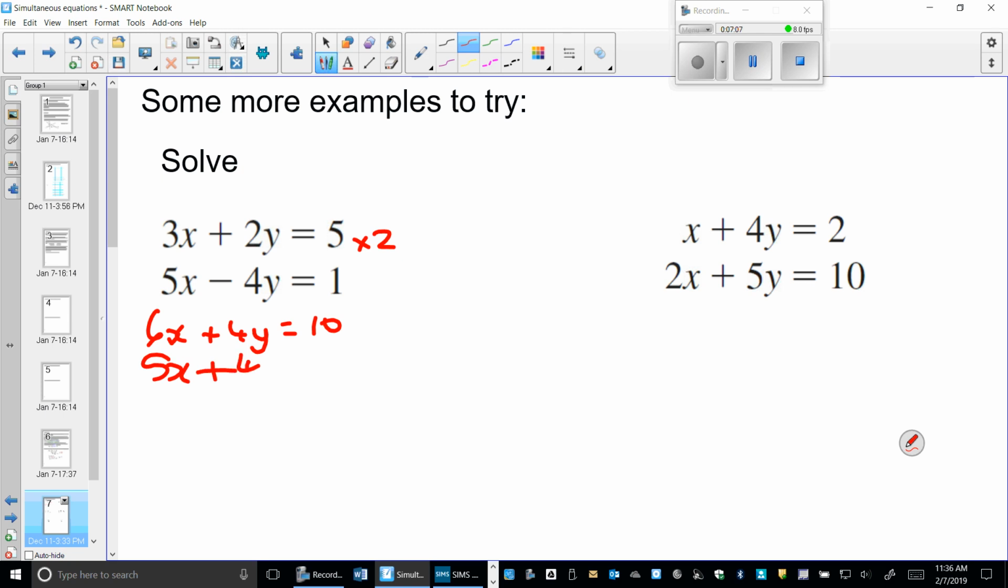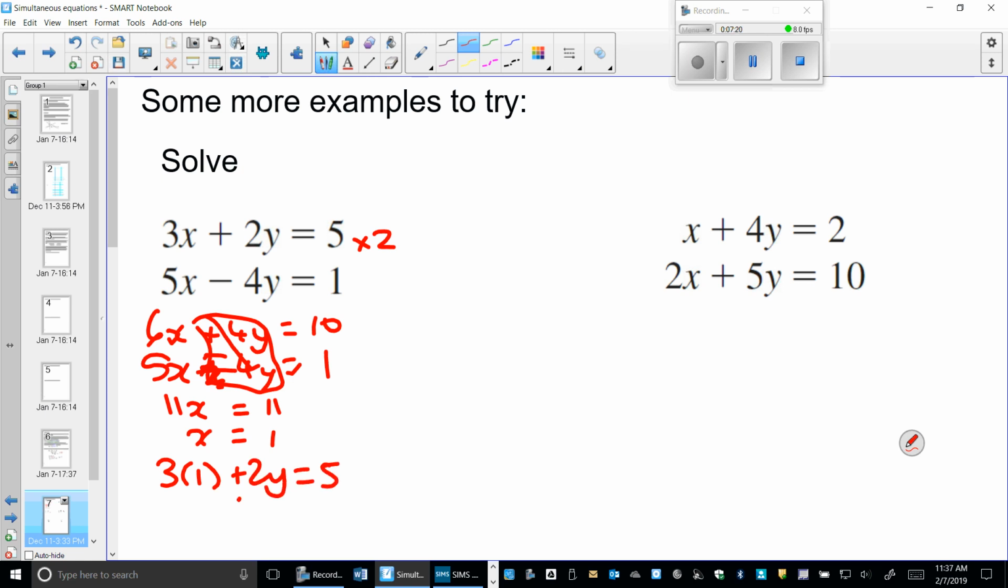5x minus 4y equals 1. Add them together: 11x equals 11, x equals 1. 3 times 1 plus 2y equals 5, so y equals 1. Okay, so x is 1, y is 1. Yay. This one, I would multiply by negative 2.